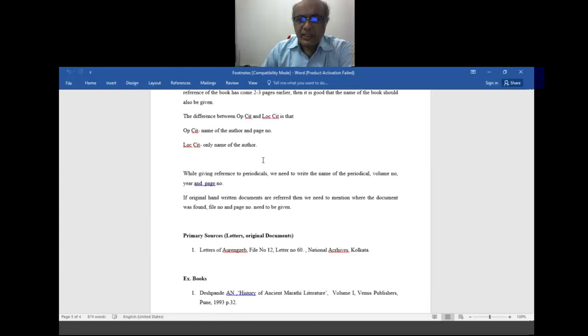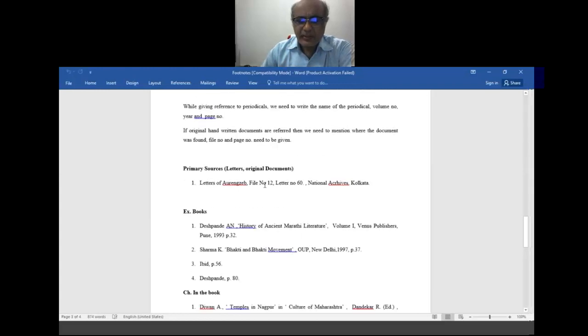Then you see, if you are able to see my Word file, how the primary sources are given. For example, Letters of Aurangzeb, file number 12, letter number 60. You have gone to the National Archives Kolkata, and there is a collection of the letters of Aurangzeb, and there are a number of files, and out of that, file number 12, and in that file there could be 100 letters. Out of that, letter number 60 is useful to you. So this is how you give the original source you referred to. This is how you should give the footnote.